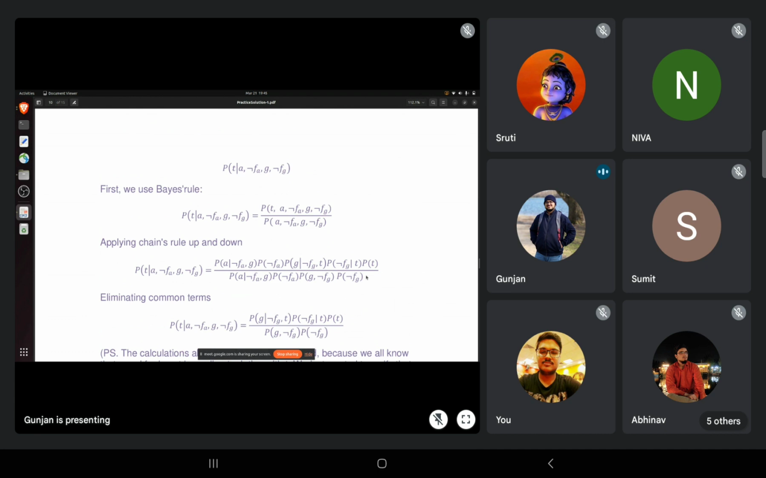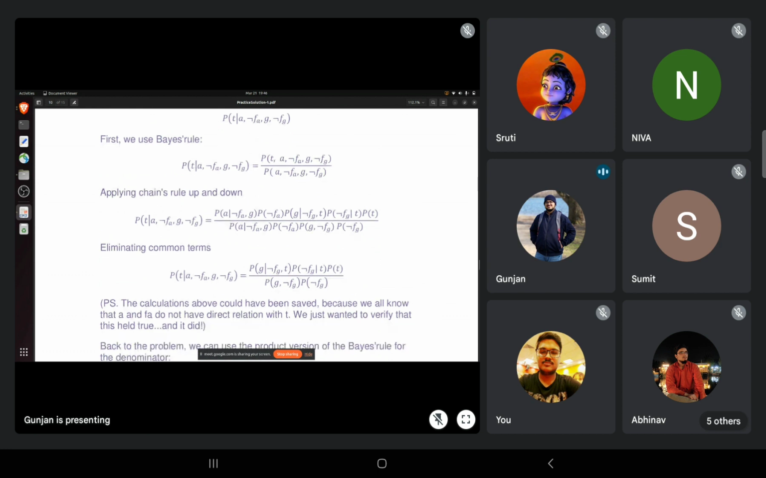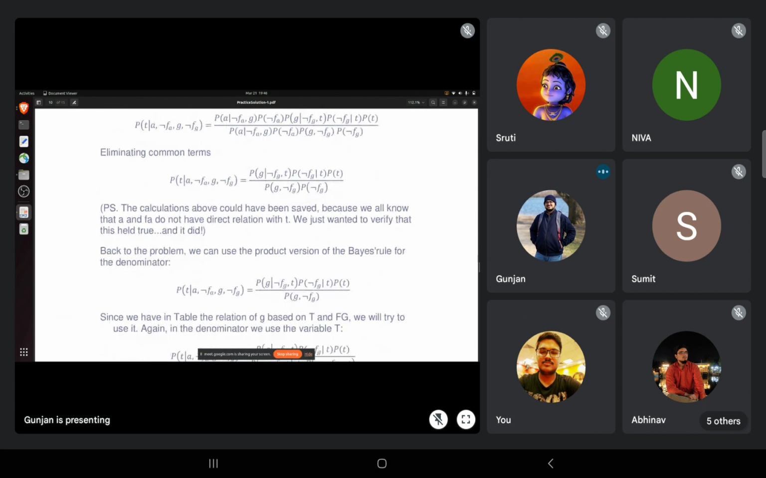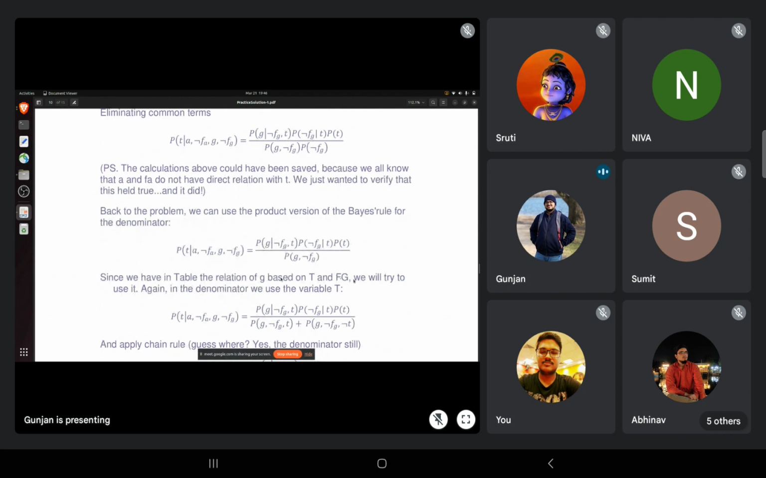Then we eliminate the common terms, and we are finally left with P of T conditioned on A, comma not FA, comma G, comma not FG. It can be written as P of G, comma not FG, comma T, and P of not FG, comma T, and P of T, and P of G, comma not FG, and P of not FG. Right? Now, since we have in the table the relation of G based on T and FG, we will try to use it.